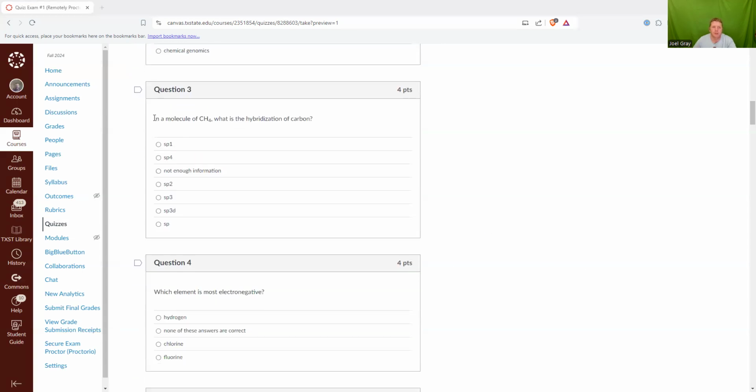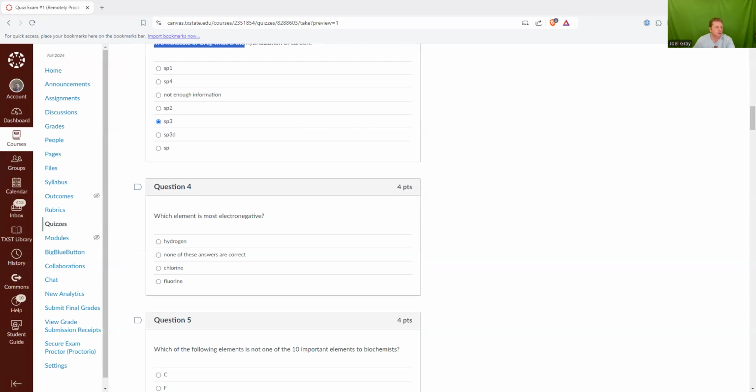Okay, next. In a molecule of CH4, what is the hybridization of carbon? Now, if you remember hybridization, that was all about taking orbitals of different types and combining them to make one thing. And I gave you a little bit of a suggestion. A way to think about it was to count up the things that that central atom was bound to. In this case, carbon is bound to 4 separate things. They are all hydrogens. But the way that we count this up is we say S, P, P, P. That's our 4 things. So this is sp3 hybridized.